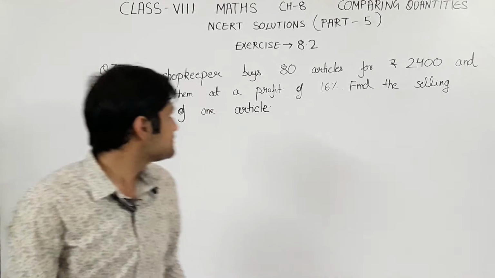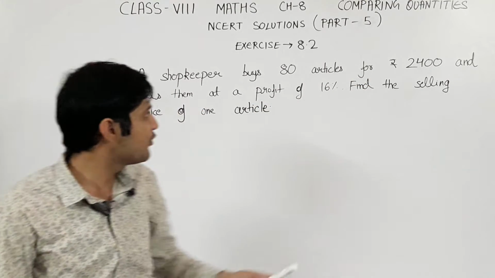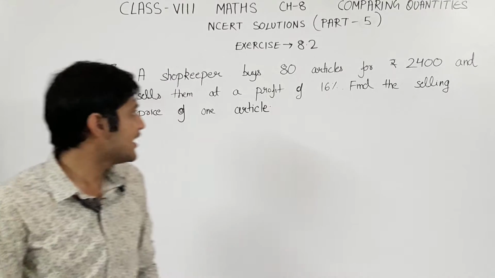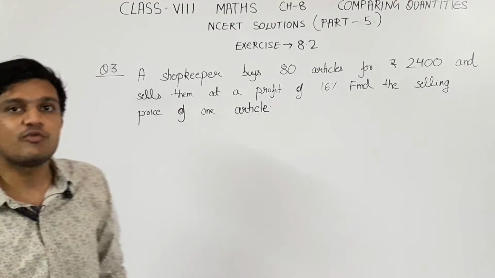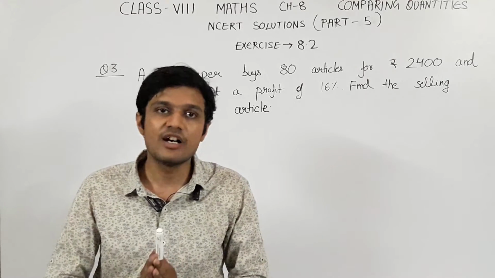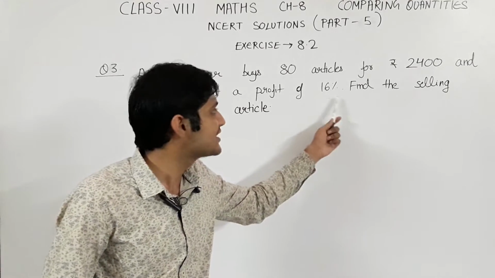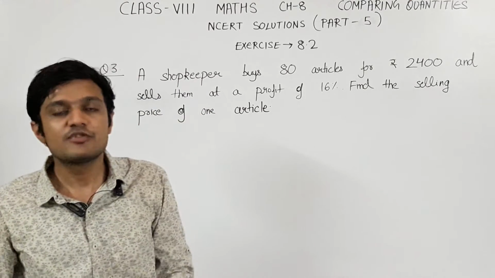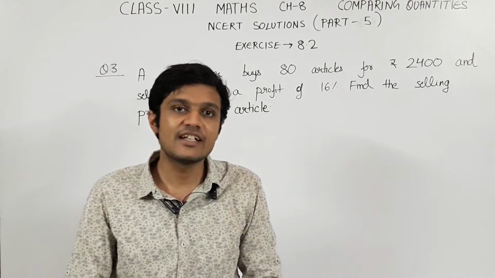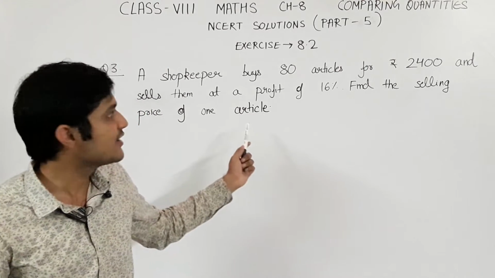So the question is, a shopkeeper buys 80 articles for rupees 2400 and sells them at a profit of 16%. Find the selling price of one article. So total cost price of 80 articles is given. Profit percentage is also given. Profit percentage is 16%. This means if the cost price is 100, then he is earning a profit of rupees 16 on 100. You have to find the selling price of one article.